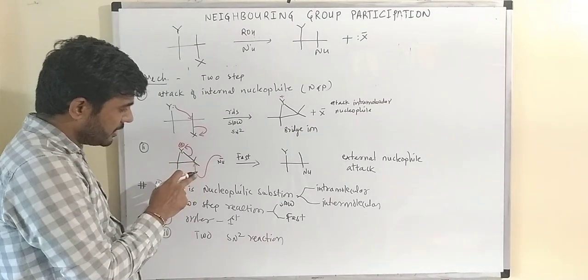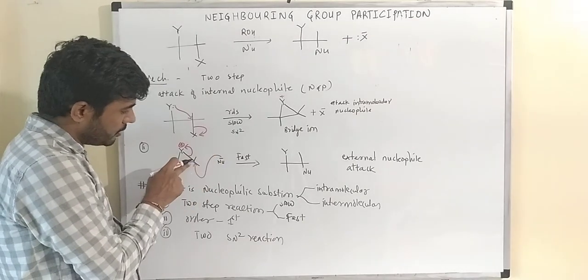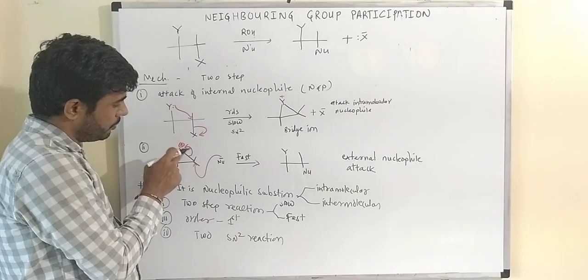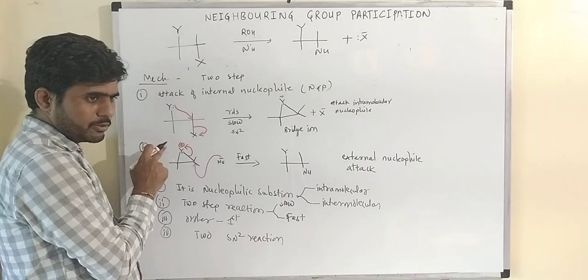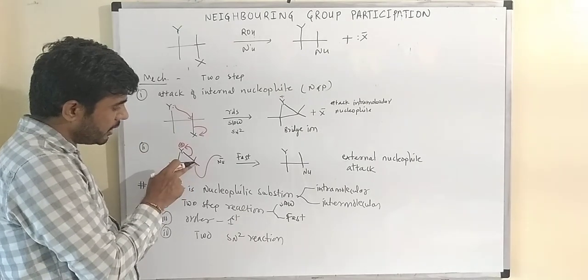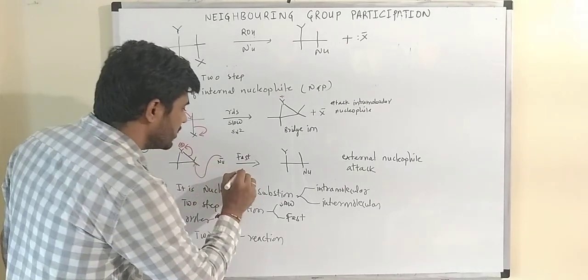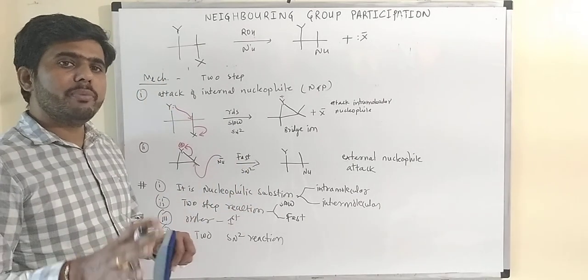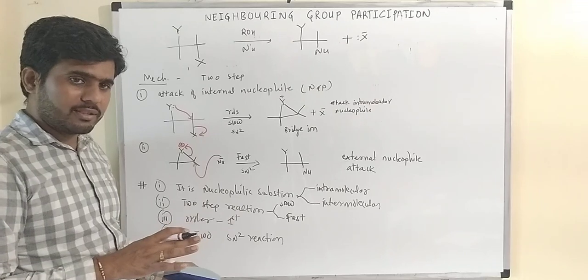Similarly, in the second step, the nucleophile attacks at this reaction center from the backside, and this migrating group reverts back from the front side. So the bond making and bond breaking takes place. So it is again the second SN2 reaction. So the NGP is a combination of two SN2 reactions.